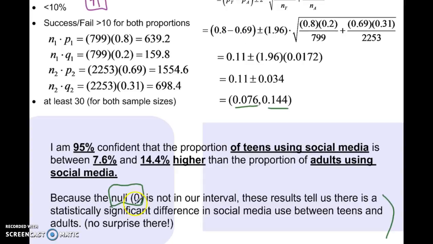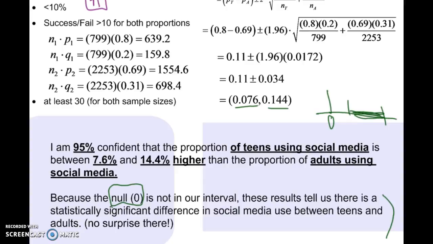But because 0 is not in our interval, 0.076 to 0.144, both of those are bigger than 0 on the number line. If this is 0, 0.076 and 0.144 are above 0. So because our whole interval is above 0 and 0 is not in that interval, these results tell us there's a statistically significant difference in social media use between teens and adults. That's really not that surprising, because you probably knew that teens use social media more than adults.